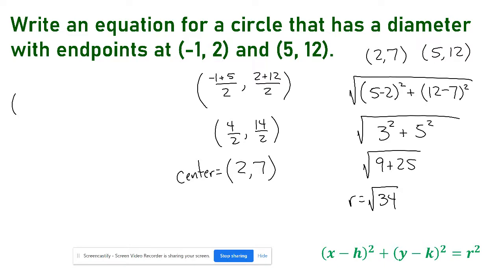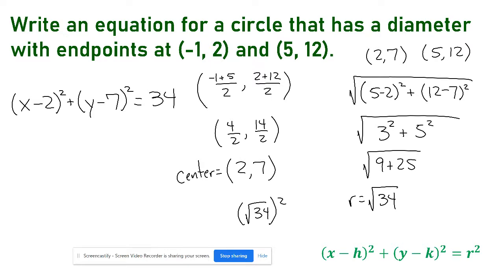So I'm going to have x minus 2 squared plus y minus 7 squared equals, when I square my radius, the square root of 34 squared is just going to be a regular old 34, similar to the one we had earlier. So this is going to be equal to 34.